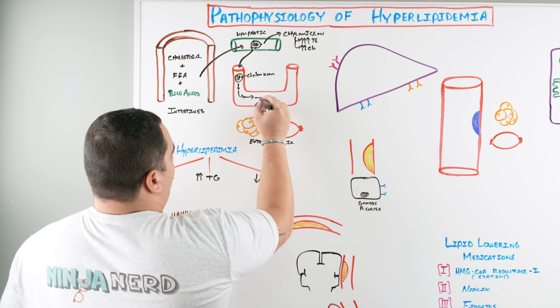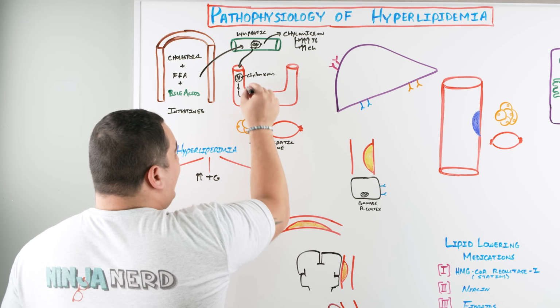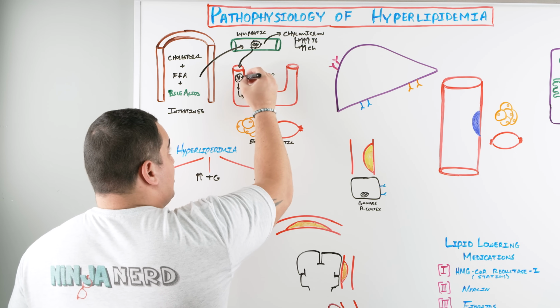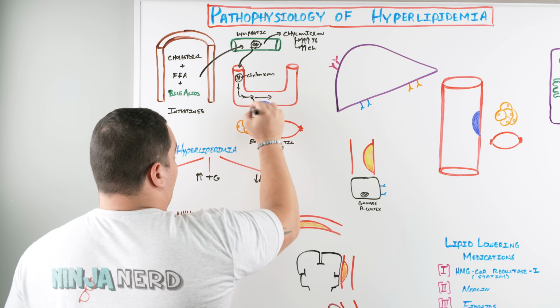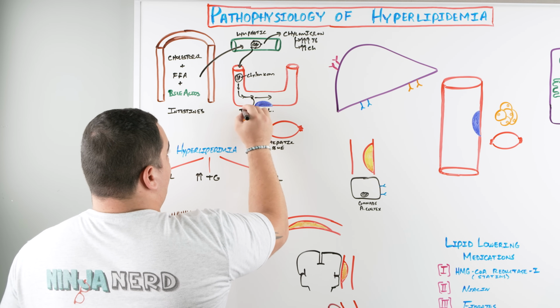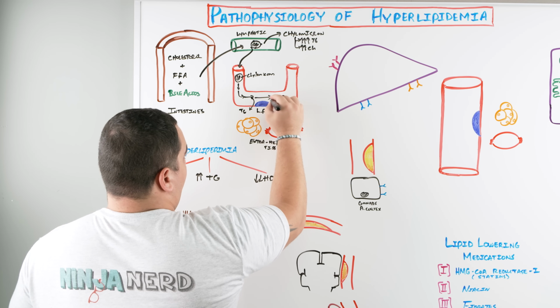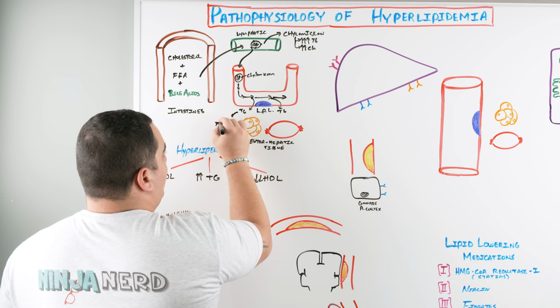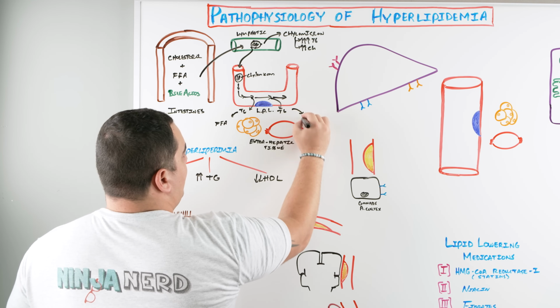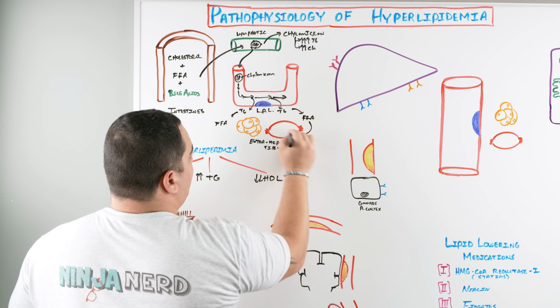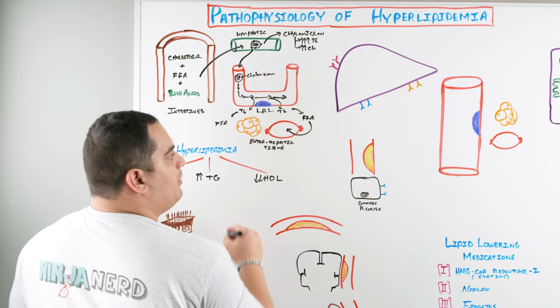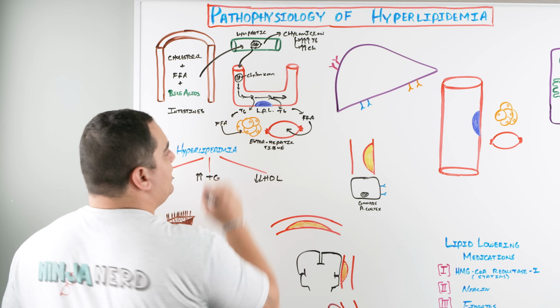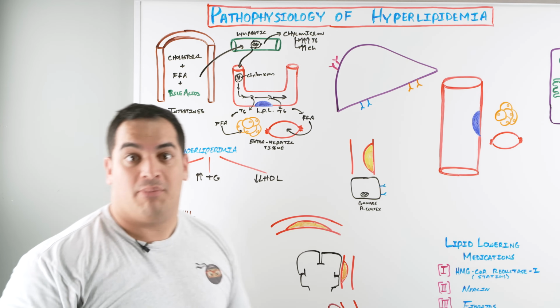What the lipoprotein lipase will do is break down the triglycerides present in this chylomicron and release them. It'll take a lot of the triglycerides out and break them down into free fatty acids. Those can be taken up into the skeletal muscle cells and utilized for ATP, or they can be taken up into the adipose tissue and converted back into triglycerides.